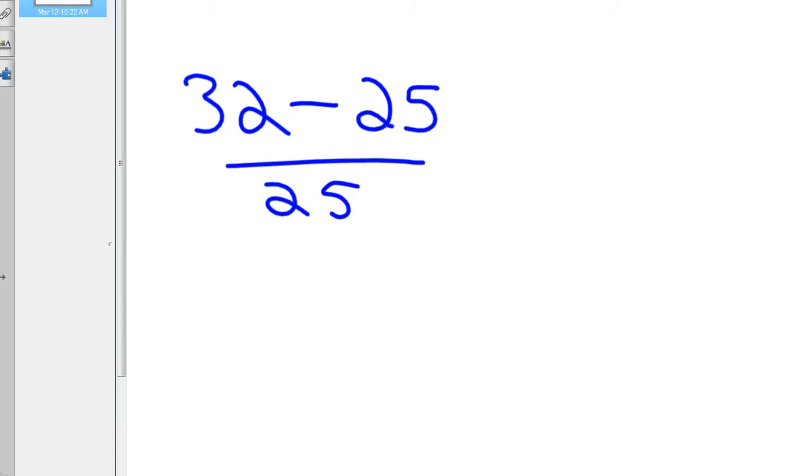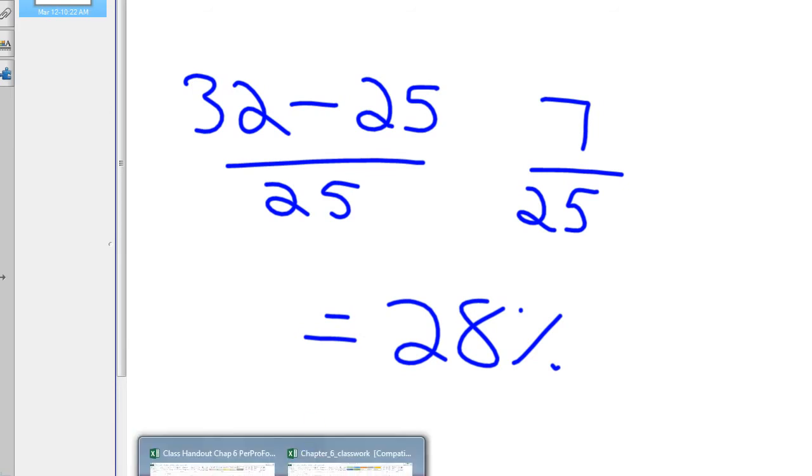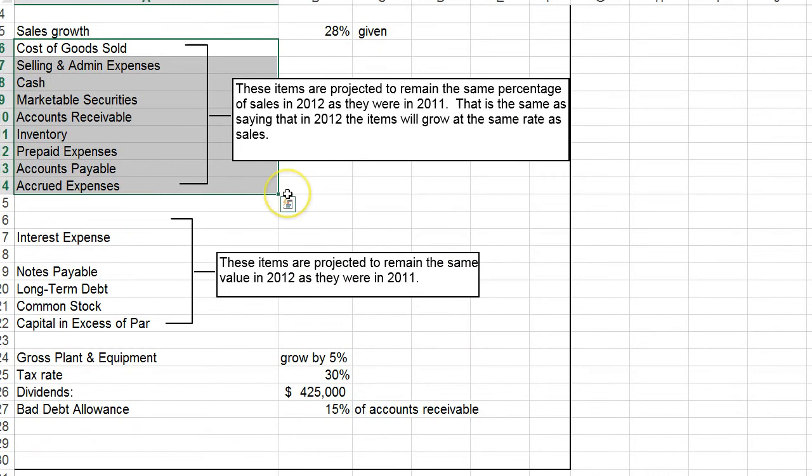And that would be as simple as the new sales, 32 million, minus the old sales, divided by the old sales. So then we get 7 over 25, and that equals 28%. So that's how you could come up with the percentage if they just give you the sales and not the percentage. But here, they're giving the percent. So that sometimes can come up in a problem.